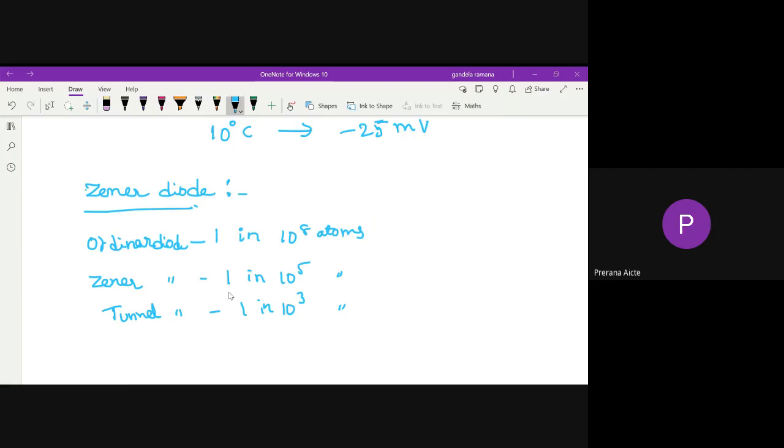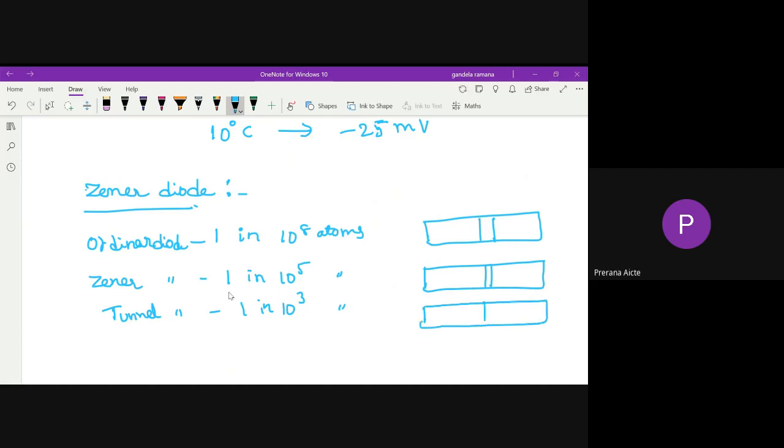So what is the purpose of doping concentration? When doping concentration increases, the width of the depletion region is reduced. The ordinary diode has a barrier width, in the Zener diode that width is reduced, and in the tunnel diode it is very small, because tunneling will happen.